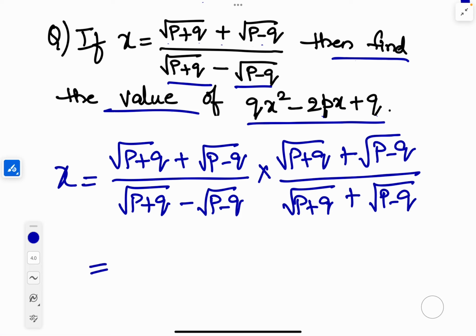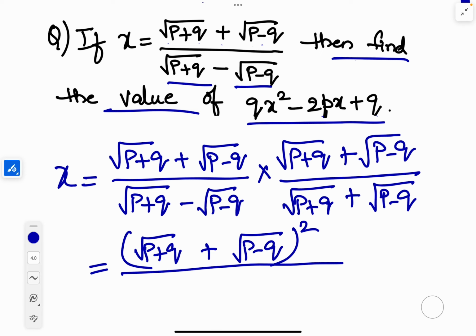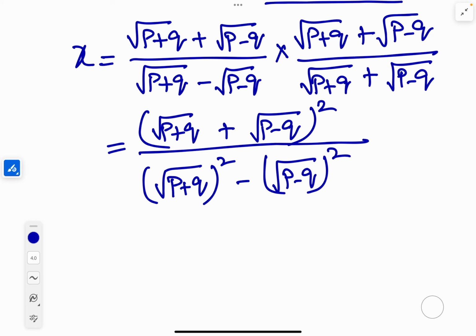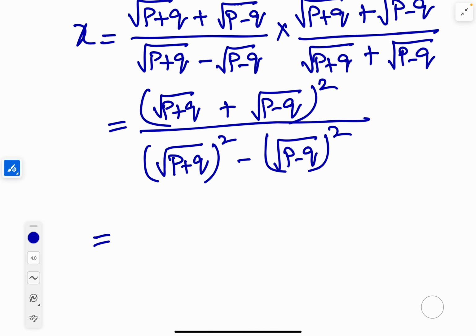Now what we will get in the numerator? It will be (square root of p plus q plus square root of p minus q) whole square, okay. By denominator, we will always get in a plus b into a minus b form, which is a square minus b square, which is (root of p plus q) whole square minus (square root of p minus q) whole square, okay. Now let us expand the numerator.